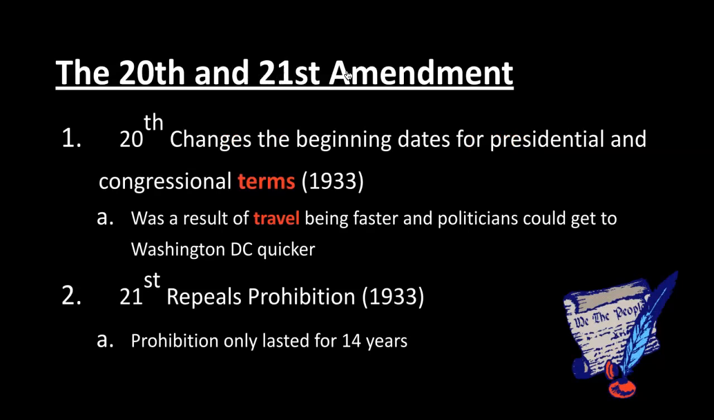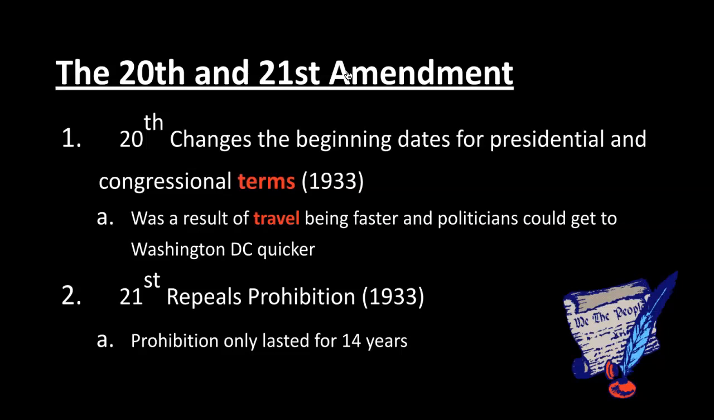The 20th Amendment changes the beginning dates for presidential and congressional terms. This was enacted in 1933. You guys may not know this, but this was done as a result of travel being better and faster with technology and science, and of course with getting people to start their terms quicker once they actually got to Washington, D.C.